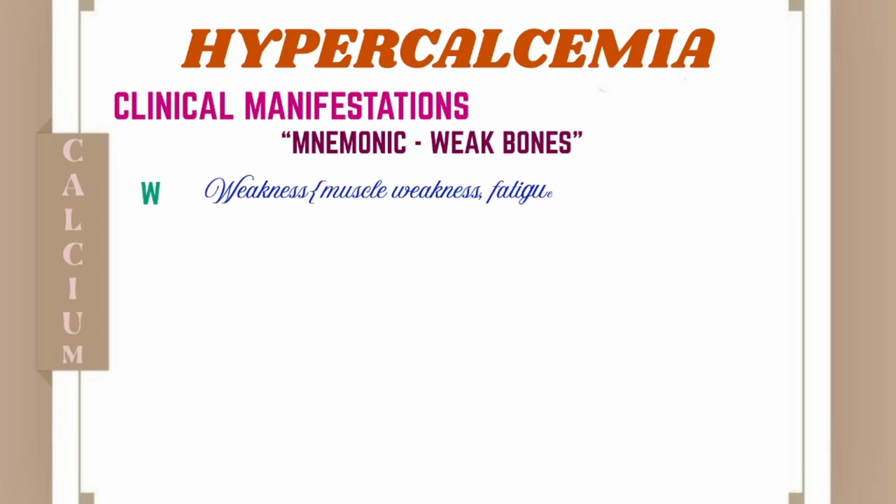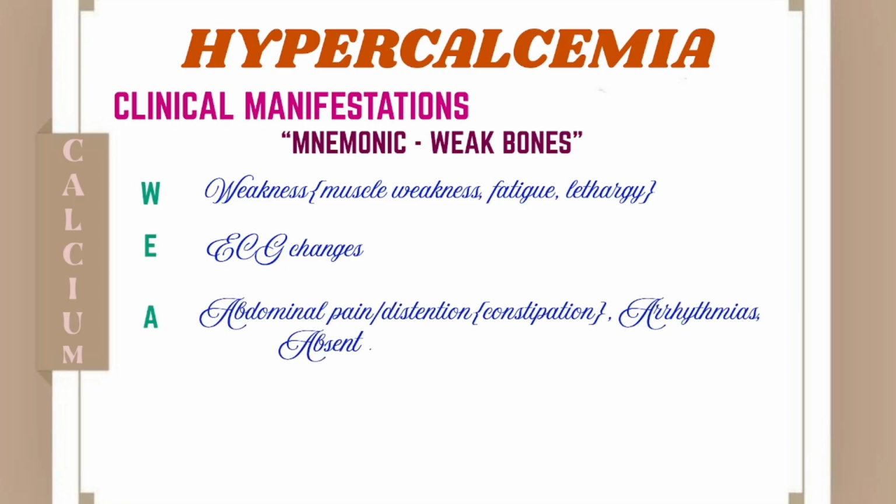W stands for weakness: muscle weakness, fatigue, lethargy. As we already discussed, calcium is important for nerve and muscle function. So in case of hypercalcemia, the neuromuscular excitability will be decreased, which causes muscle weakness, fatigue, lethargy. E stands for ECG changes. ECG changes including a shortened ST segment and widened T wave will occur.